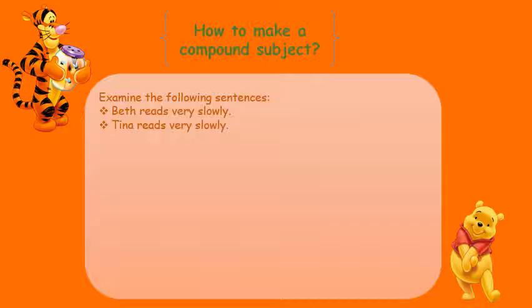Where are the subjects in these sentences? In the first sentence, Beth is the subject. In the second sentence, Tina is the subject. What are they doing? They are both doing the same action. They have the same predicate. Both sentences have the same predicate: reads very slowly. So here the different part is the subject. Beth, Tina. So I have to make a compound subject.